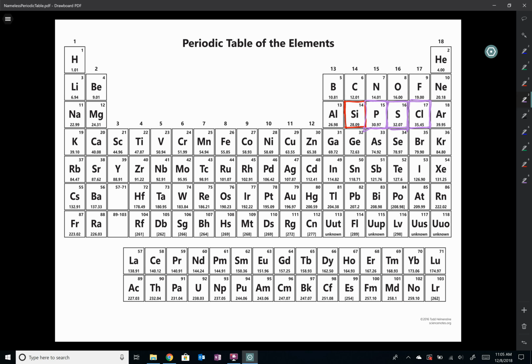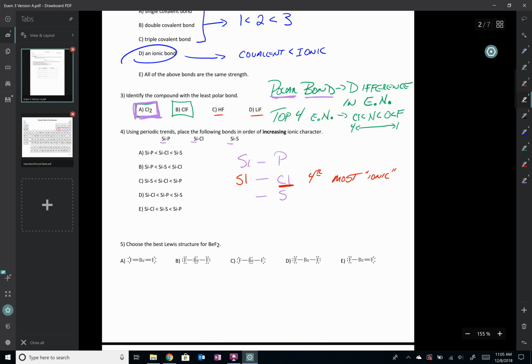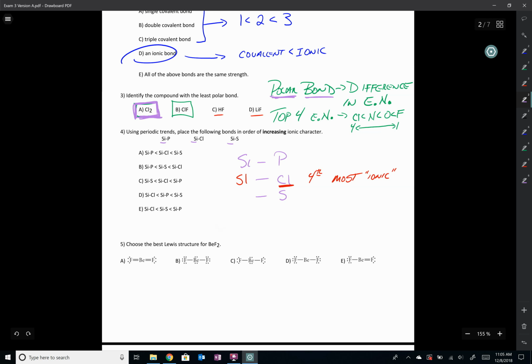So really this was a question of knowing your trend for electronegativity. Silicon and phosphorus is least, and then silicon bound to sulfur is second. So in increasing ionic character, silicon bound to phosphorus is the least ionic, silicon bound to chlorine is the most ionic, and the sulfur one's in between. So B is going to be the answer in this case. Silicon bound to phosphorus is less ionic than silicon bound to sulfur, which is less ionic than silicon bound to chlorine. Increasing ionic character.